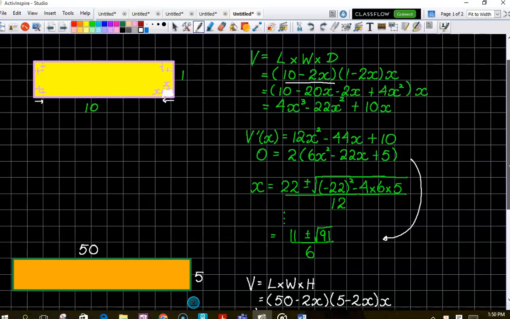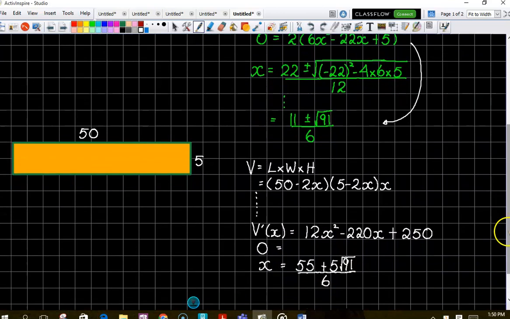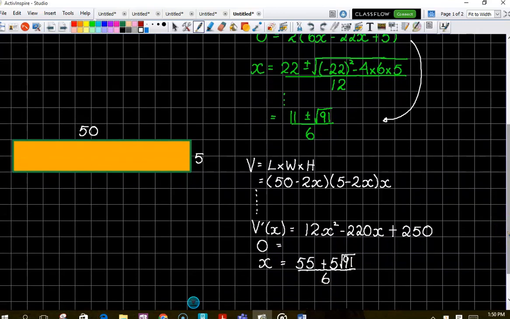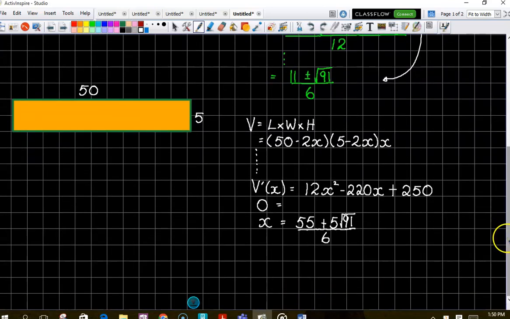Then you have to do another rectangle that is also in the ratio of 10:1 because you want to look for patterns. So I've chosen 5:50. You could have done 4:40, 3:30, etc. Right, but you want to do it in the same ratio to see if you can find a pattern. So hopefully you can follow again, same deal, 50 take 2x, 5 take 2x times x is your length, your width, your depth. You expand, you differentiate, right, and you get your solutions.